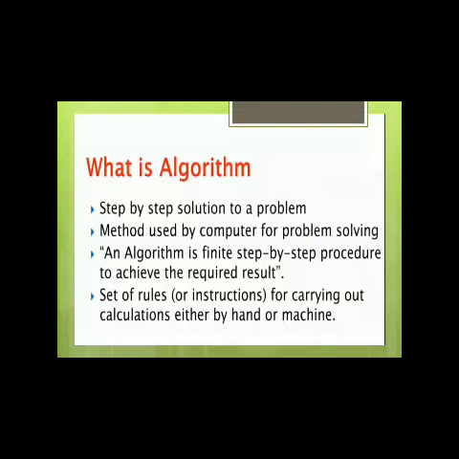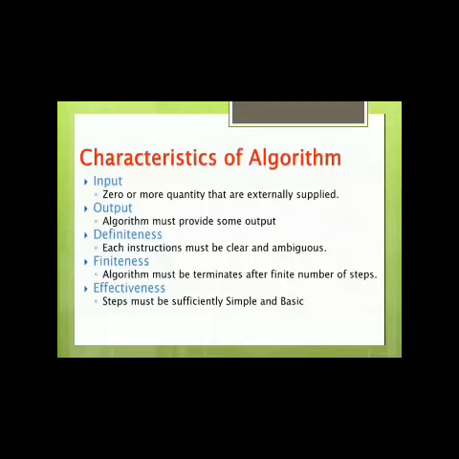This can be any type of calculation which we have to do by hand or by machine. Okay, so whatever type of calculations we have to do, these are the set of rules which we are giving, that first do this, after that do this thing, after that do this thing. Okay, then next is characteristics of an algorithm.